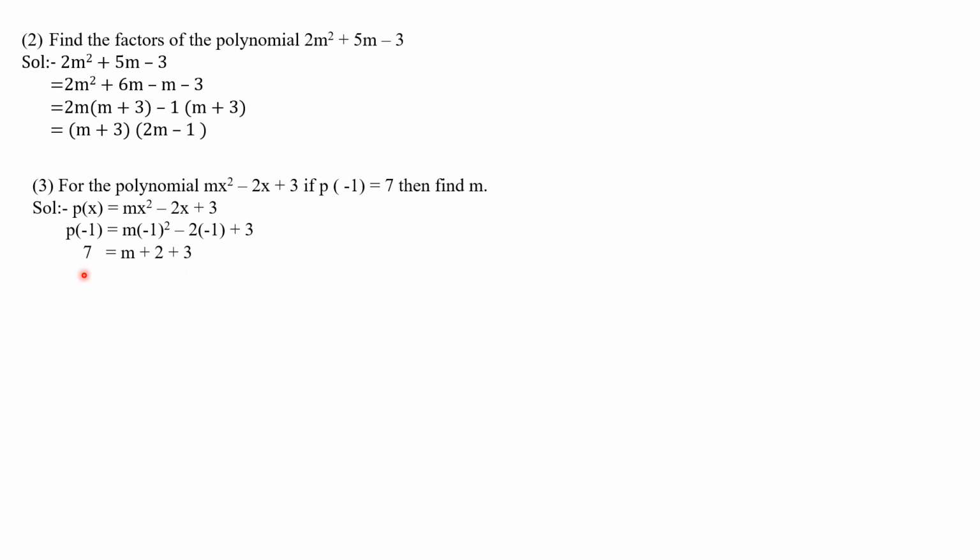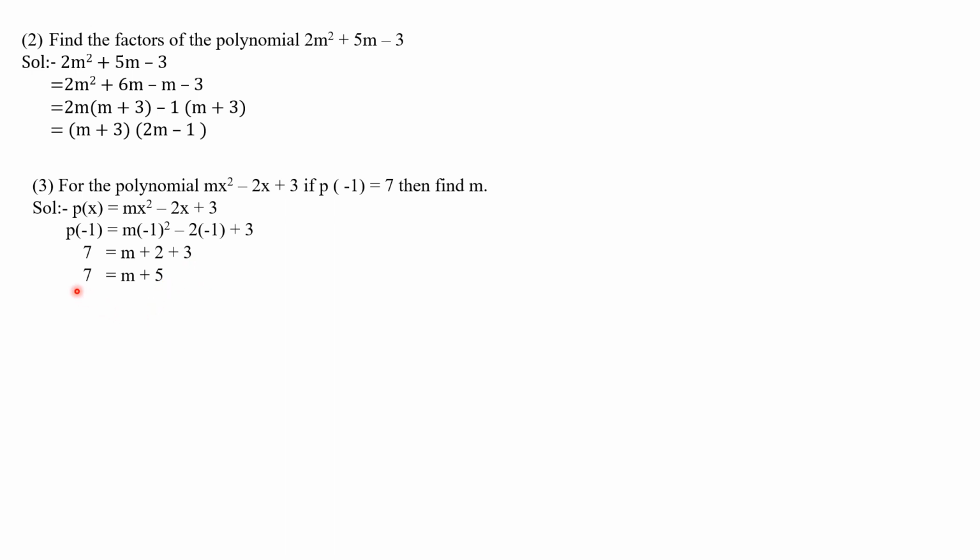So students will substitute this value 7 over here. 7 equal to, now m into minus 1 the whole square is 1. So 1 into m you will get m. Now minus into minus plus. So 2 ones are 2 plus 3 as it is. Now you'll solve. So we'll add these two numbers. So what you will get? 7 equal to m plus 2 plus 3, 5.